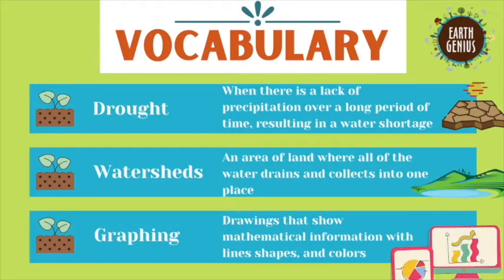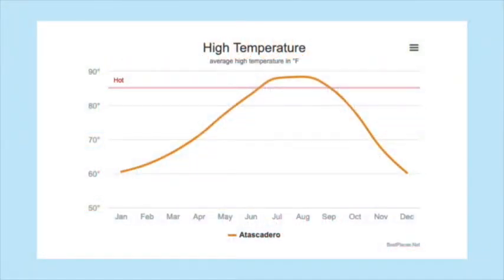Let's look at some different types of graphs that give us weather and climate information. This is what we call a line graph. Which months do you think Atascadero might be most likely to experience dry conditions that could potentially cause a drought? How about least likely? Write what you think the answer is in your garden journal. Go ahead and pause the screen while you finish writing your response.